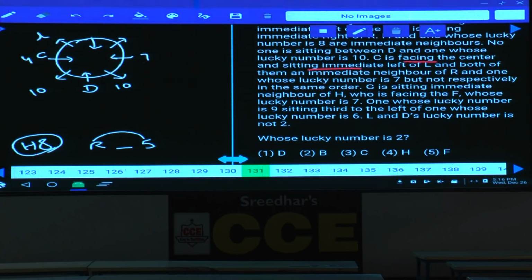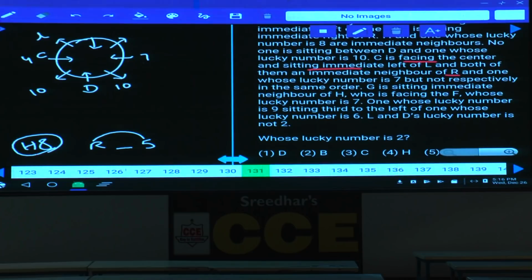Both of them are immediate neighbors of R means this C as well as L are immediate neighbors, isn't it? Both of these two persons are immediate neighbors of R. C is facing the center and seated to the immediate left of L, and both of them are immediate neighbors of R. Both of them being immediate neighbors of R means C and L must be immediate neighbors of R. Right? Does it work? C is facing the center and this C is to the immediate left of L, and both means who, tell me here?